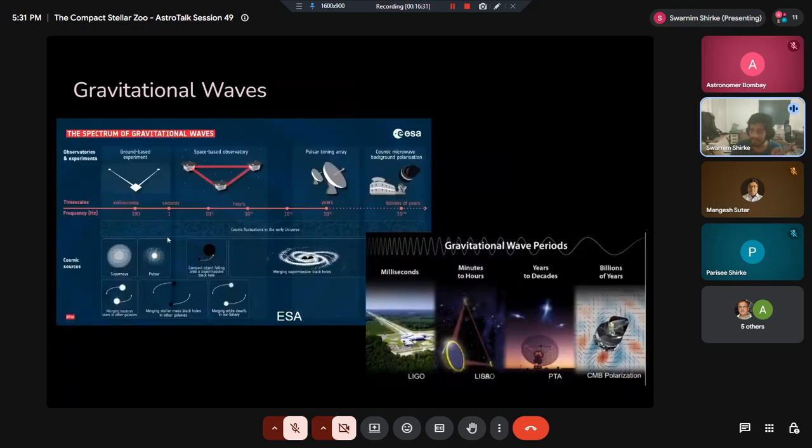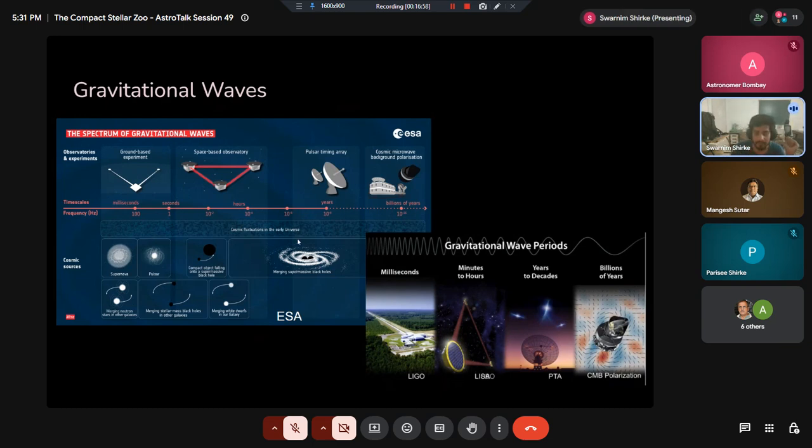Again, same like the electromagnetic wave, we have a spectrum here. Depending on the frequency at which those stars are going around each other, we can have time scales of milliseconds, seconds, hours, and even years. Depending on what frequency we need to probe, different types of gravitational wave detectors exist, and different kinds of objects emit gravitational waves at different frequencies.